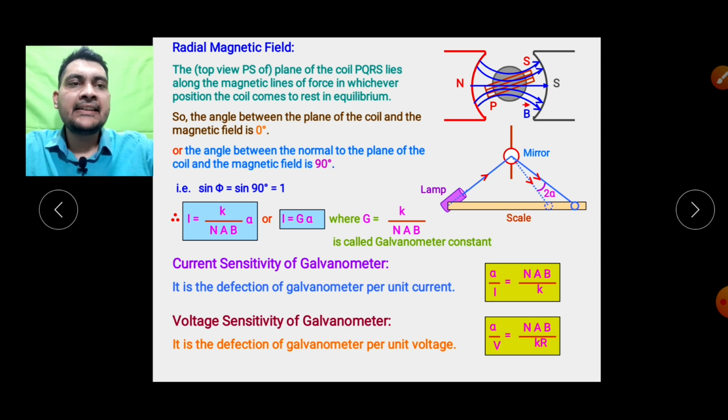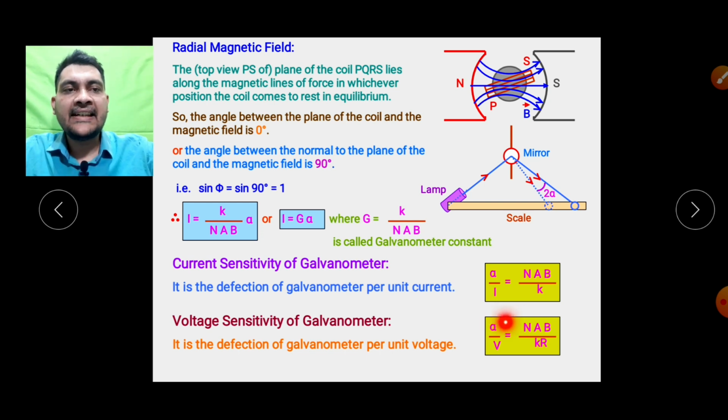I am again making it clear that V is not the total applied voltage in the circuit. This is not the voltage of the battery you are using. This is actually the potential drop across the galvanometer. The galvanometer certainly has some resistance. Suppose the galvanometer has a resistance R and current I is flowing through it, then some voltage is dropped across the galvanometer itself, and that voltage V is equal to I multiplied by R, the current multiplied by the resistance of the galvanometer. So this V is actually the potential drop across the galvanometer.